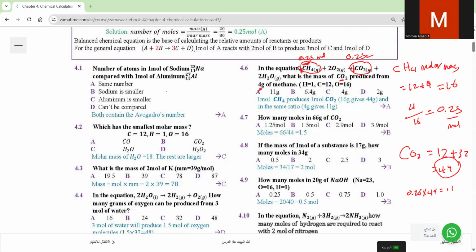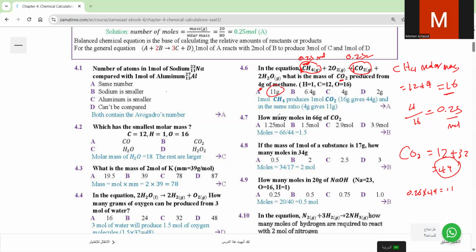So again, the 4 grams that are given, we converted them to moles first to know how many moles. 4 grams are 0.25 mole, because the mass of 1 mole is 16, the molar mass. In the equation, the coefficient is 1 and the coefficient is 1. If every 1 mole produces 1 mole, so 0.25 is producing 0.25 mole. And to convert the number of moles to mass, the answer is 11.